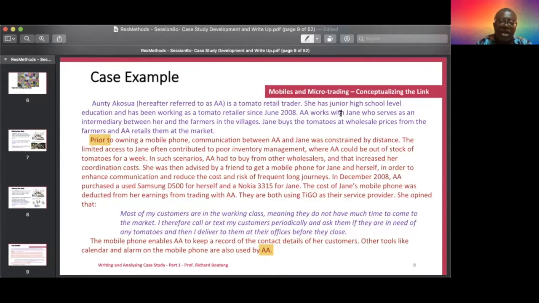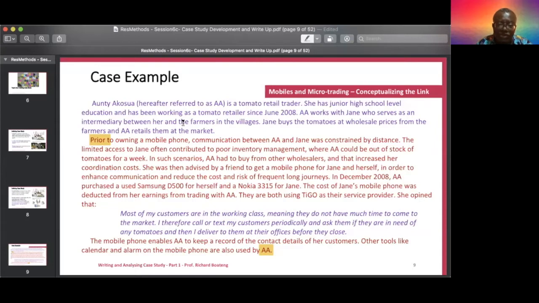This information about her background, this AA works with Jane, who serves as an intermediary. All of this is showing the structure of a supply chain. All the small paragraph you see has so much information there. It tells you that it's an enterprise that deals in tomato selling, retailing. It has two employees. The employer is educated to some extent. She has got a junior high school level of education.